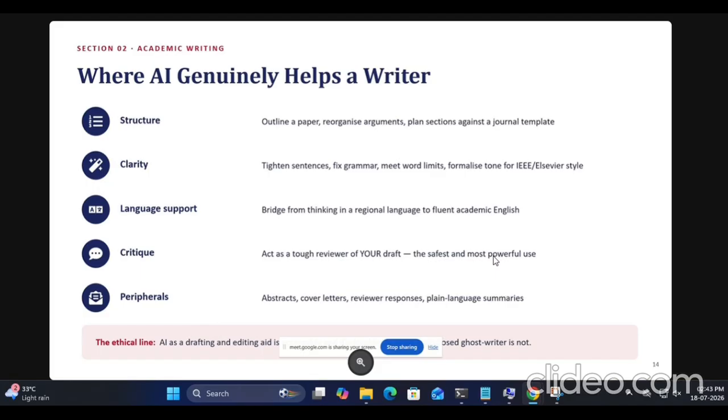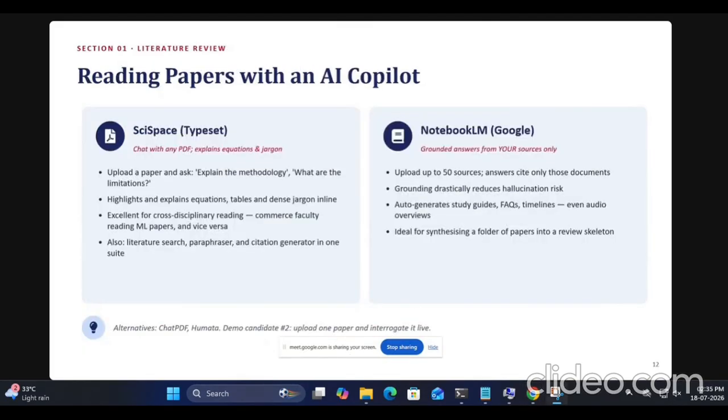Fourth is the critic, asking the AI to act as a tough reviewer for your draft. You have drafted an idea, you can just put your drafted idea to the AI and explain the methodology. What are the limitations? What does this equation mean? It explains the jargon and mathematical inlines, which makes it a wonderful bridge for cross-disciplinary reading.